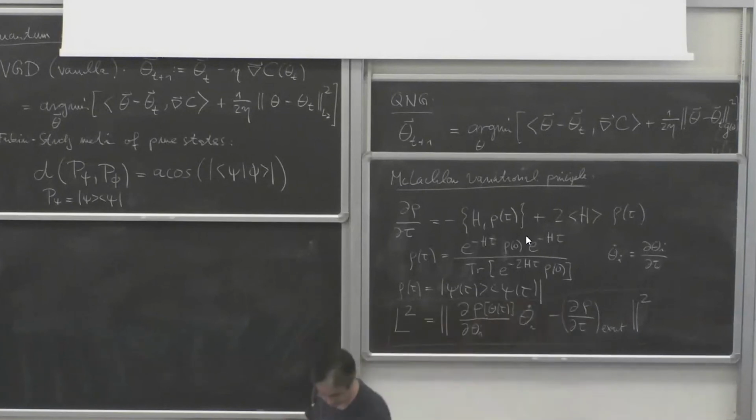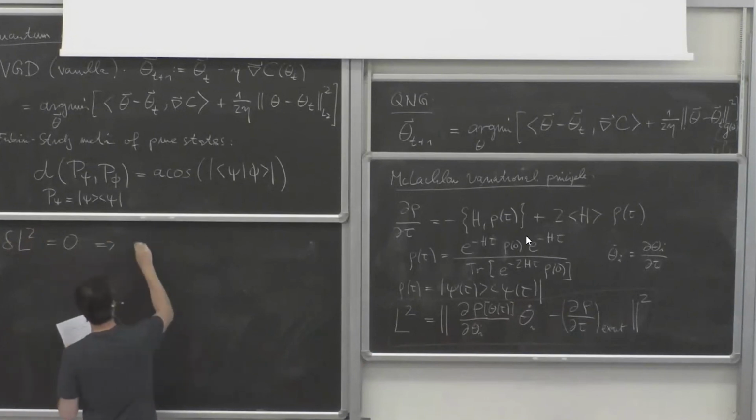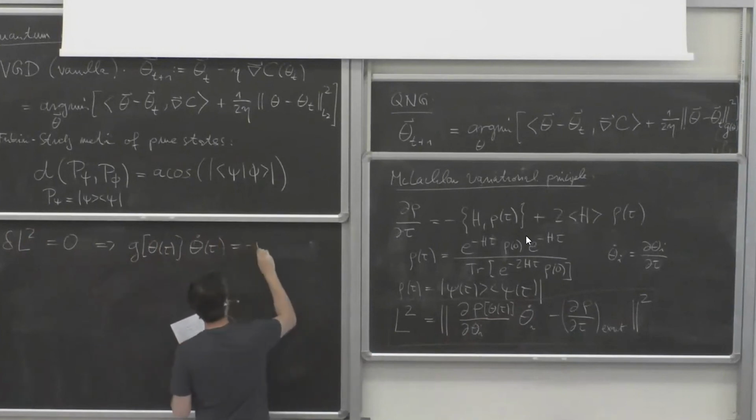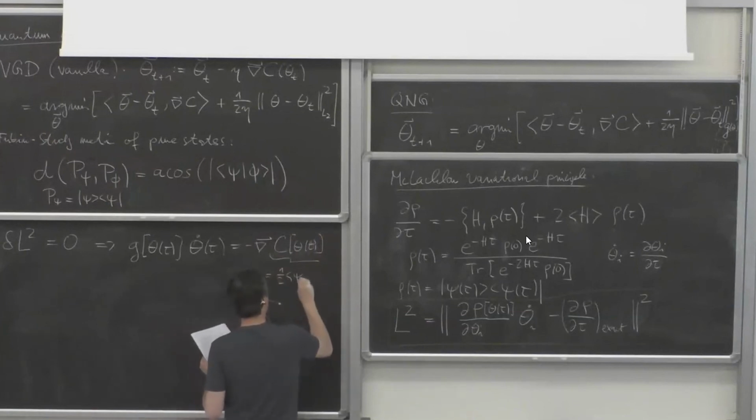So what you get out of this in the end: let me use this and derive the Euler-Lagrange equation, which is G of theta of tau times theta dot of tau is equal to minus the gradient of C of theta of tau, where C is just one half of the energy, psi theta Hamiltonian.